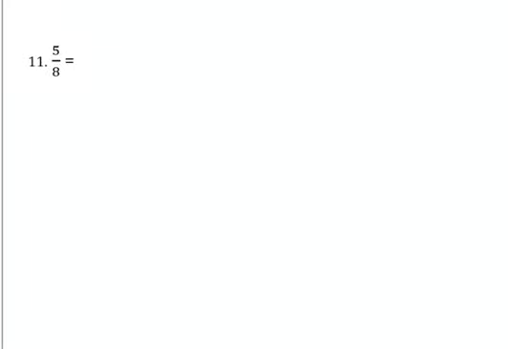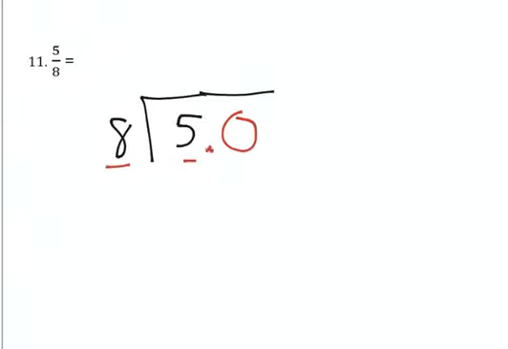Next one, we have 5/8. So go ahead and put that into your house. Which one goes inside the house and which one goes outside of the house? Hopefully, you put 5 inside the house and 8 outside of the house. Can 8 go into 5? Nope, it's too big. So I add my 0 and my decimal right above, and my 0 above the 5.